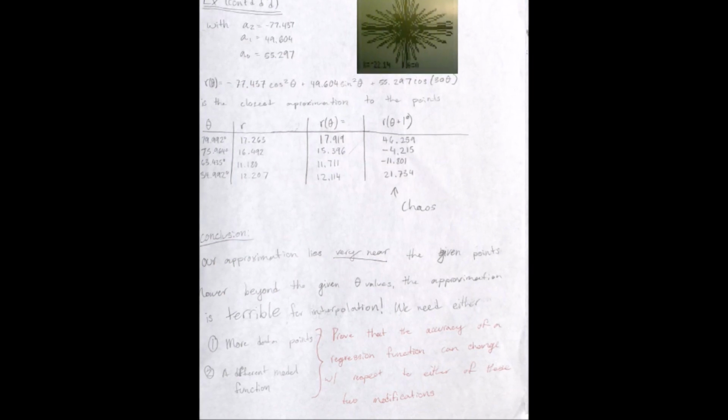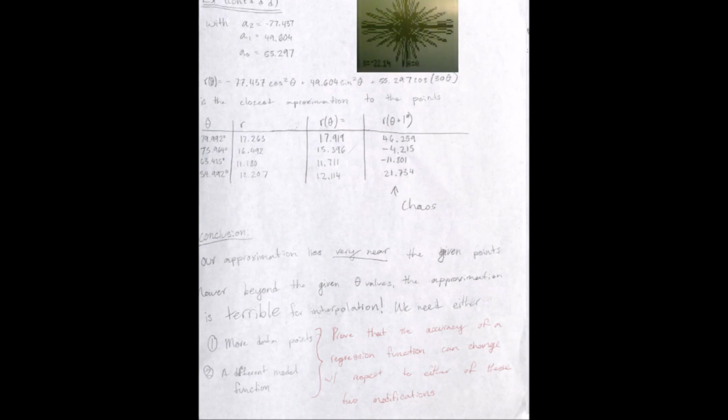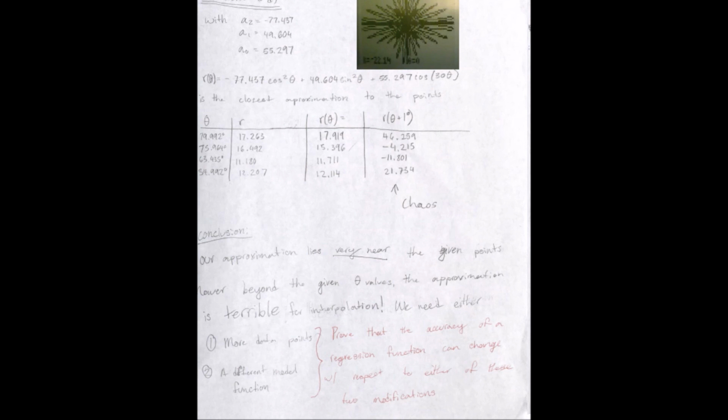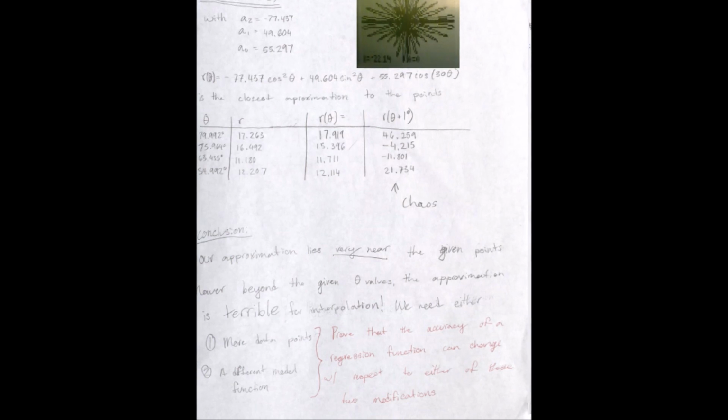We were hoping for something that looked right, made sense. Certainly that didn't go into negative radius values. I mean, does that make sense? So we need to either have more data points or simply a different model function.